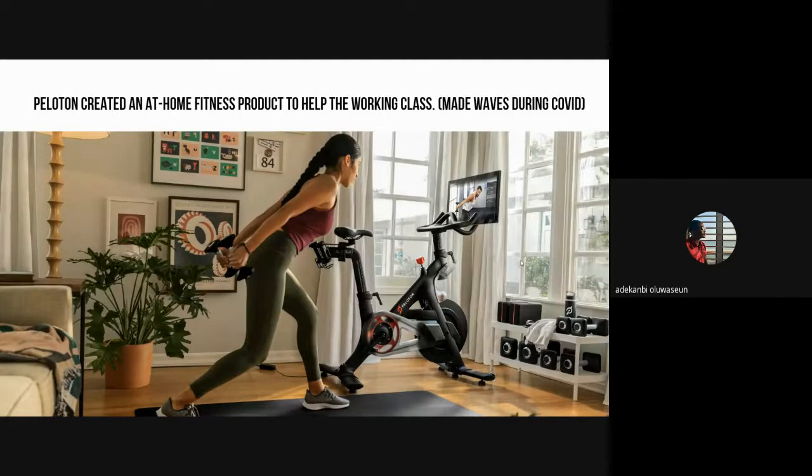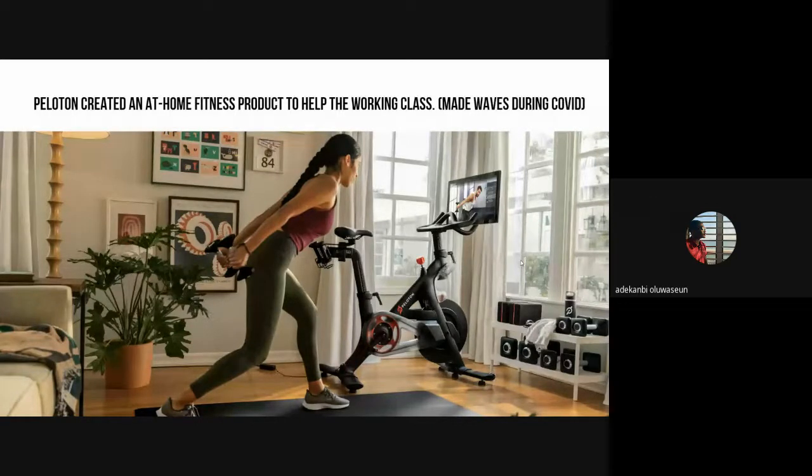Now this product became very successful, especially during the COVID era. And you ask yourself, why Peloton? I mean, it's a unicorn. Why did this product gain so much traction? The answer is very, very simple. Peloton targeted the right users.